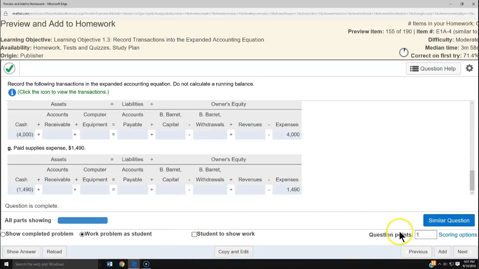All right, similar question. I guess I got 100 in that. I don't know what you have to do at this point. Copy and edit, show answer, similar question. That would take me to another question. I'm inside of the instructor's manual here. At any rate, I think that would be helpful to you.